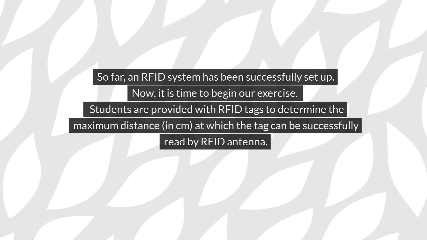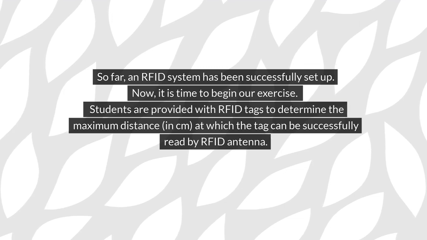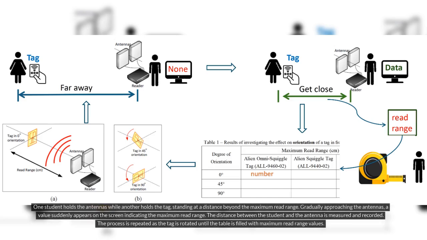Students are provided with RFID tags to determine the maximum distance, in cm, at which the tag can be successfully read by the RFID antenna. One student holds the antennas while another holds the tag, standing at a distance beyond the maximum read range. Gradually approaching the antennas, a value suddenly appears on the screen indicating the maximum read range. The distance between the student and the antenna is measured and recorded. The process is repeated as the tag is rotated until the table is filled with maximum read range values.